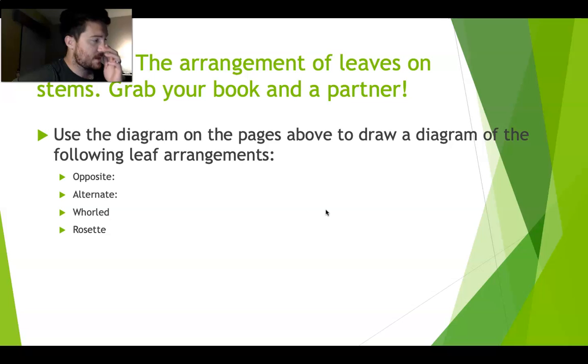Give yourself an example of what the opposite, alternate, whorled, and rachis arrangements might look like. You will actually have to do so on your test. You're going to have to list and then draw an example. Not necessarily a specific example, just what it would appear like. So your sub can pause this video, and you can write those things on page 22 right now.